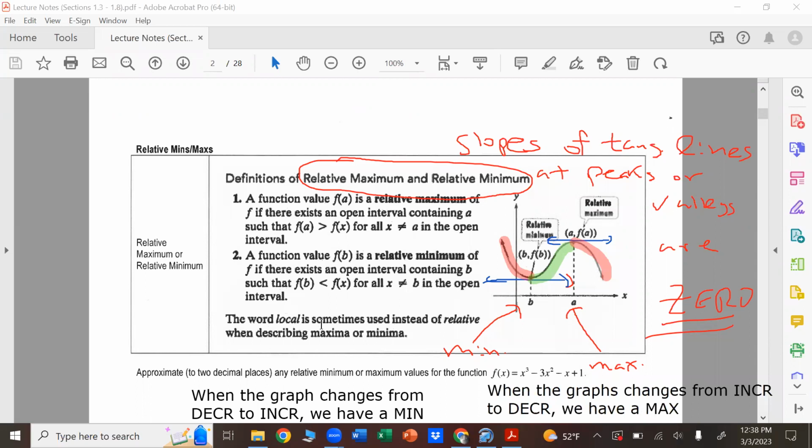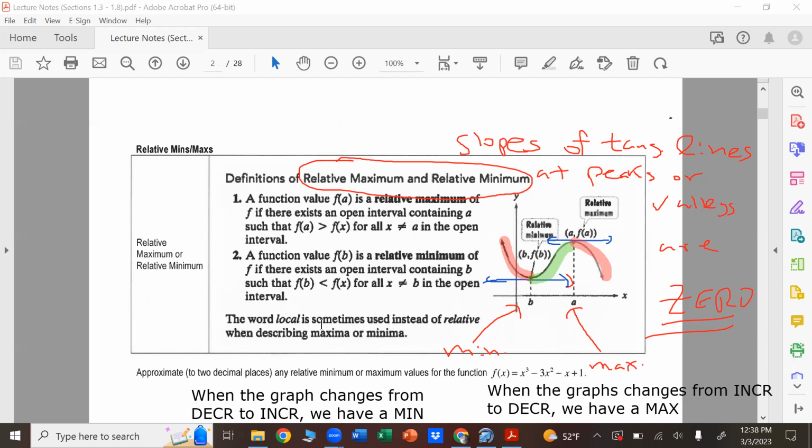Hopefully it's intuitive. What's happening on the roller coaster? We're going down, right? And do we hit a low point? Sure, because we start rising. Then as I'm rising, what happens when I get to point A? Do I stop rising and start dropping? Yeah. When those transitions happen, we call those relative mins and maxes.